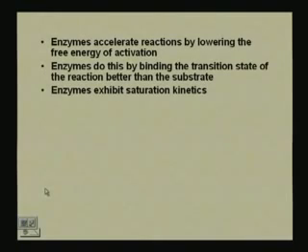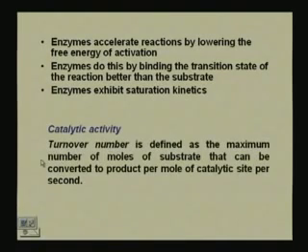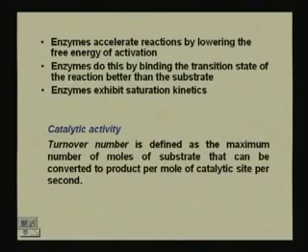Okay. So, what do enzymes do? Enzymes accelerate reactions by lowering the free energy of activation. How do they do this? They do this by binding the transition state of the reaction better than the substrate. Enzymes exhibit saturation kinetics. We will see what this means in a moment. Now, how do I determine the catalytic activity of an enzyme? There must be a measure that tells me whether this enzyme is good or bad. Okay. So, what is the measure of that activity? The measure of the activity of an enzyme is called its turnover number.